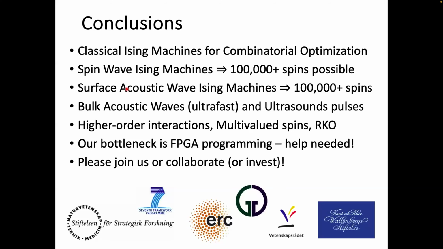So we've done classical Ising machines for combinatorial optimization, and we think we can get to 100,000 spins both in the spin wave and the surface acoustic wave domain. Maybe that is not the most important thing to do, because we're going to run into the FPGA bottleneck. But very fast Ising machines could maybe be interesting for example, for high frequency trading applications. And then listening to the talks this morning, higher order interactions and random key optimization sound super interesting if we can implement that in this technology.